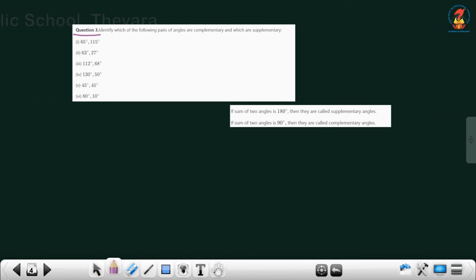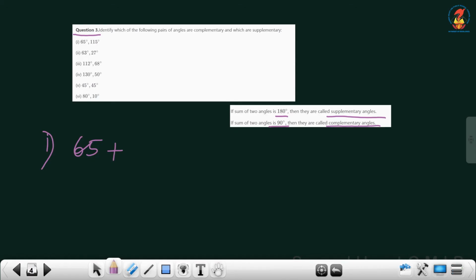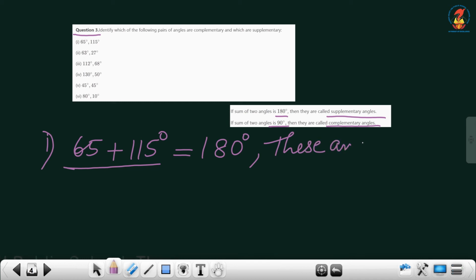Question number 3. We know that supplementary angles mean the sum is 180 degrees. Complementary angles mean the sum is 90 degrees. Now take the first part. 65 degrees plus 115 degrees. 65 plus 115, what is the answer? 180 degrees. So, you can say these two angles are supplementary angles.